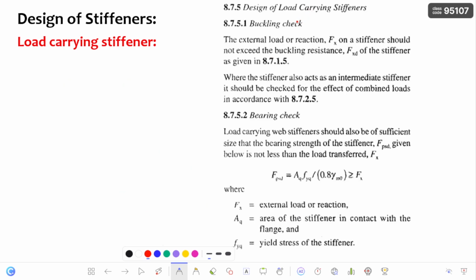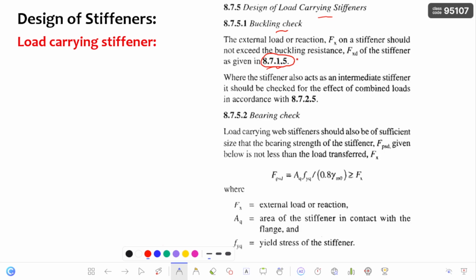Next, coming to the other CODAL provision, that is design of load carrying stiffeners, buckling check. The external load or reaction effects on a stiffener should not exceed the buckling resistance of the stiffener as given in 8.7.1.5. This clause I already explained in the initial part of the video only. So please go through it.